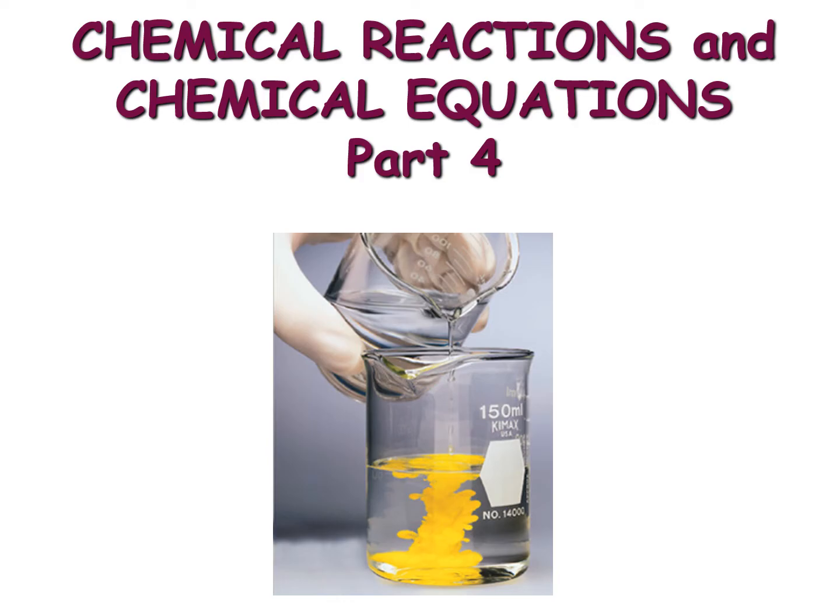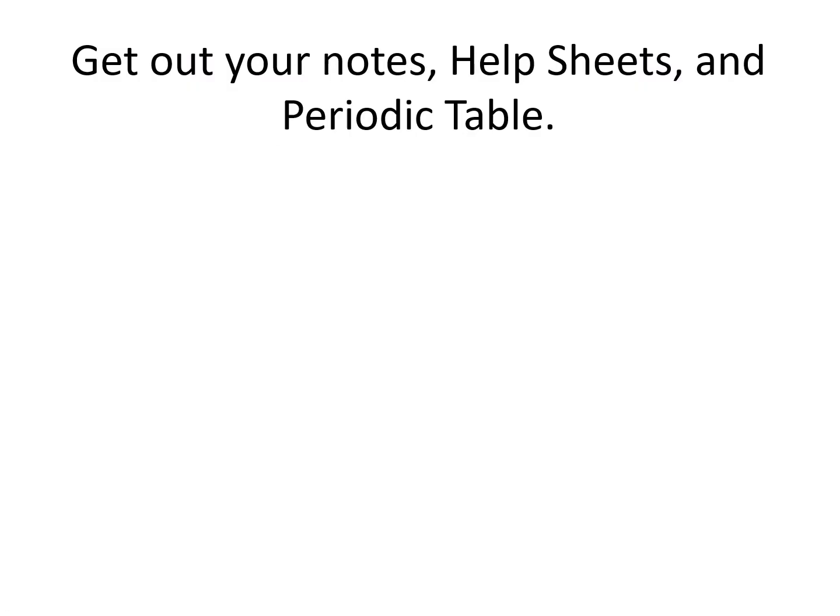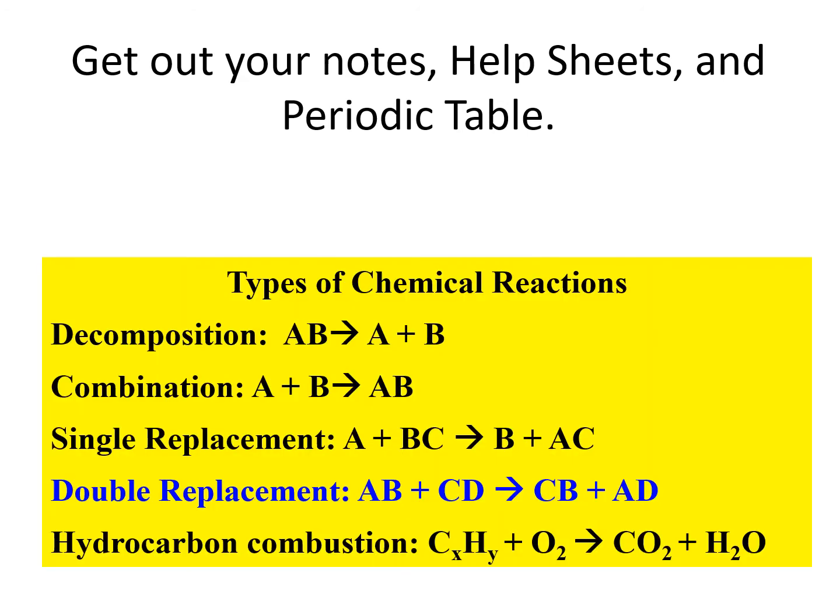This is the fourth lecture in the Chemical Reactions and Chemical Equations unit. In this lecture, it would really be helpful if you would get out any help sheets that you have. Hopefully you've got the help sheets that go along with this unit. Get out a periodic table so you can have it handy. And if you're taking notes, make sure you're ready to do that.